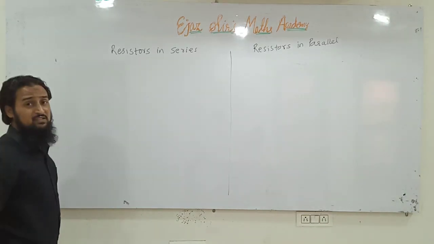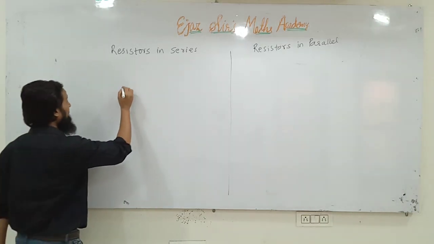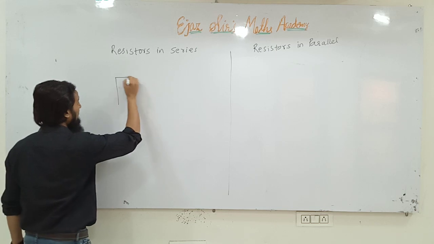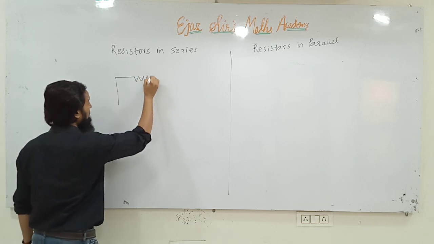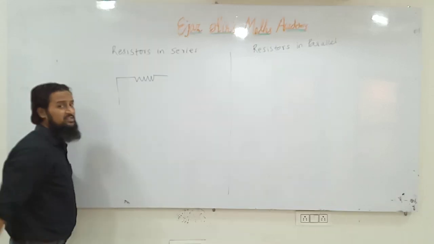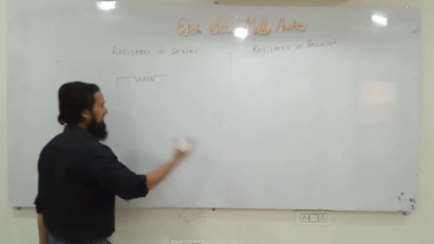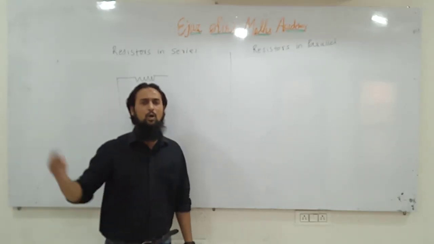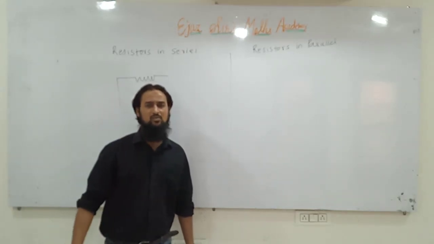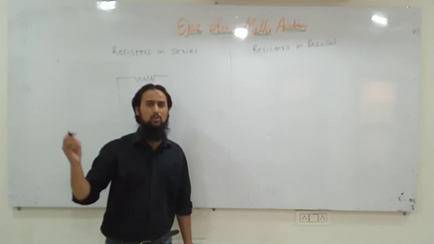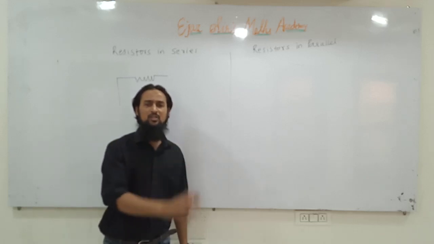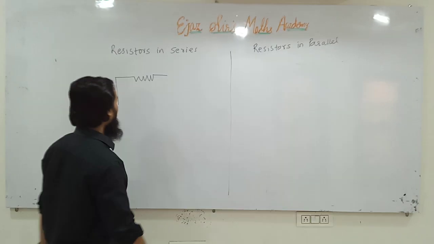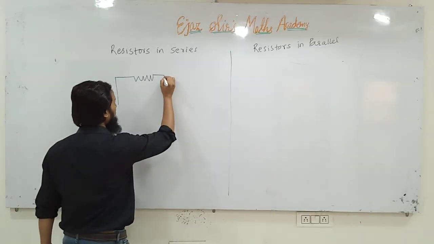See, what is resistors in series? I am going to draw the diagram for it. The diagram is like this. This is one resistance, a resistor having certain resistance. You know what resistance is? Opposition to the flow of electrons is called electrical resistance. Opposition to the flow of electrons due to collision is called electrical resistance. So this is the first resistor.